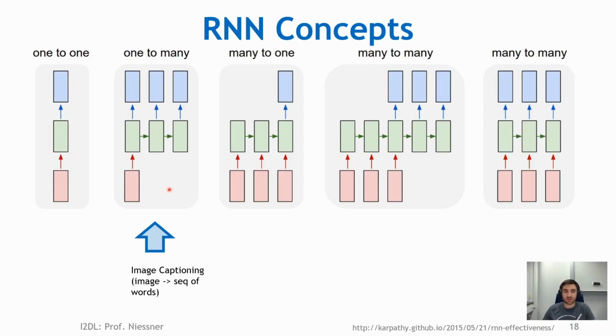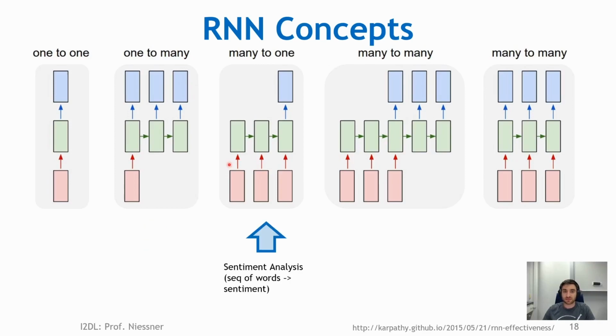The second case would be a one-to-many relationship. One example here could be that we have one single image as input, and we want to caption this image, basically giving a description of this image as a sequence of words. As I said, the input is a single image, but the output is a sequence of words. So we have many outputs.